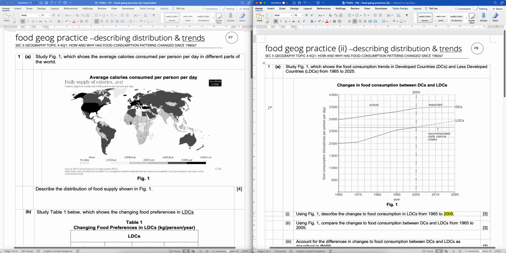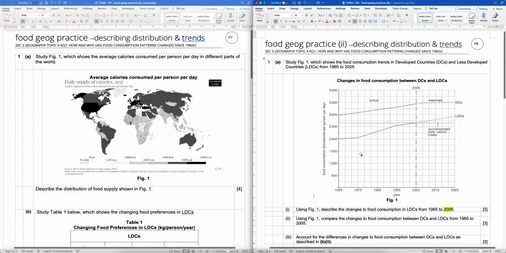Going to do a quick run through of practice 8 so that you have greater clarity on how to do the questions. Alright, now part 1, describe the changes to food consumption at LDCs from 1965 to 2005. I highlight 2005 because the whole graph is until 2025. So please don't assume you're supposed to describe the whole graph. You're supposed to focus and stop at 2005.